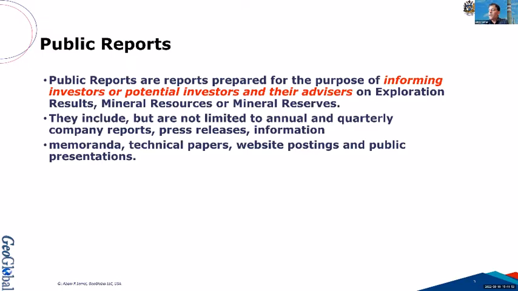if you are aware, in the JORC system, you can find a public report. In the Canadian system, you can find a public report. You can also find in the American system, there is a reporting system where you can go to the web and look for the public reporting, the reports whoever has filed through that system when they list in the stock exchange. So public reports are the reports prepared for the purpose of informing the investors or potential investors. That can be potential investors, just common people like you and me.